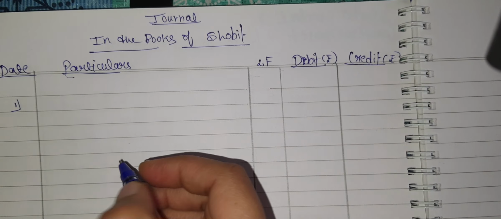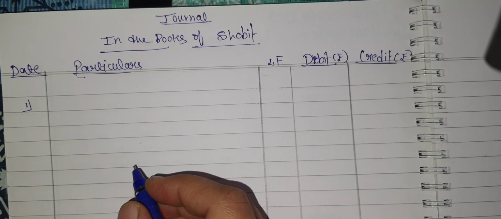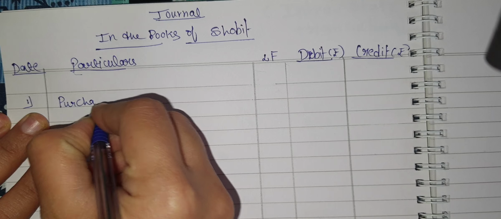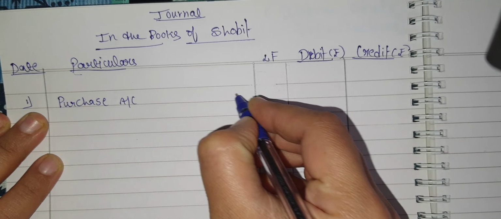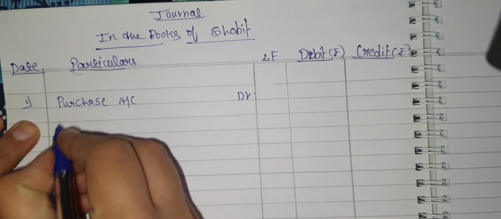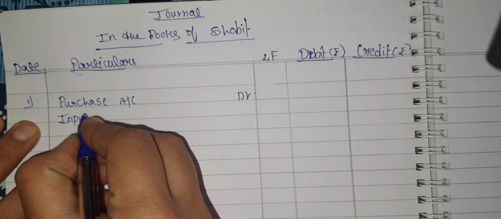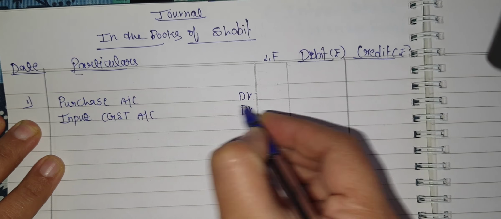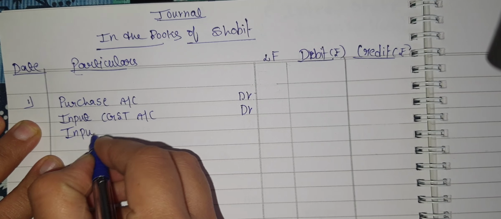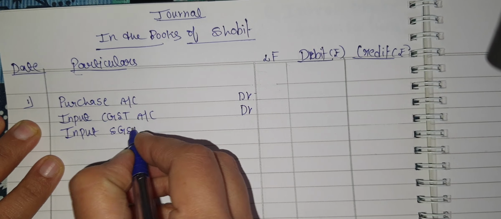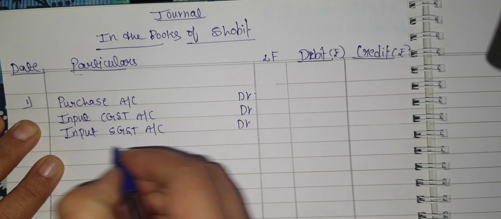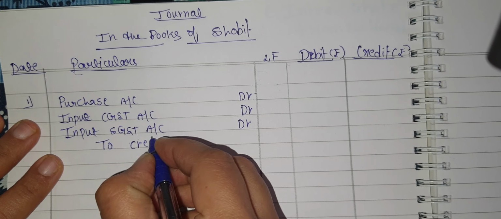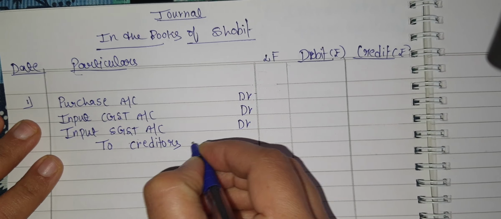So the entry is purchase account debit, input CGST account debit, input SGST account debit to creditors, because Shobit purchased the goods on credit, to creditors account.